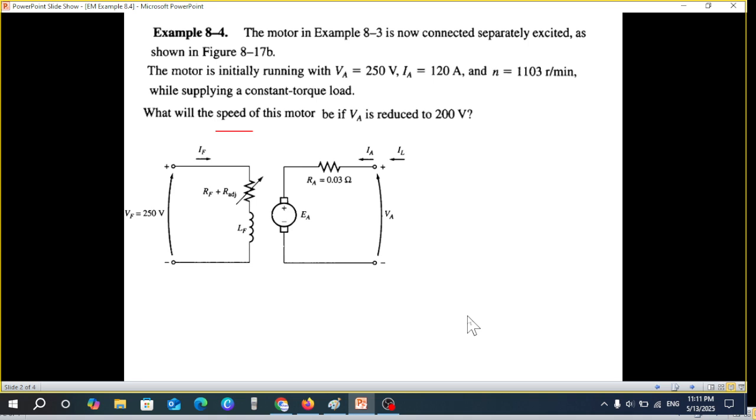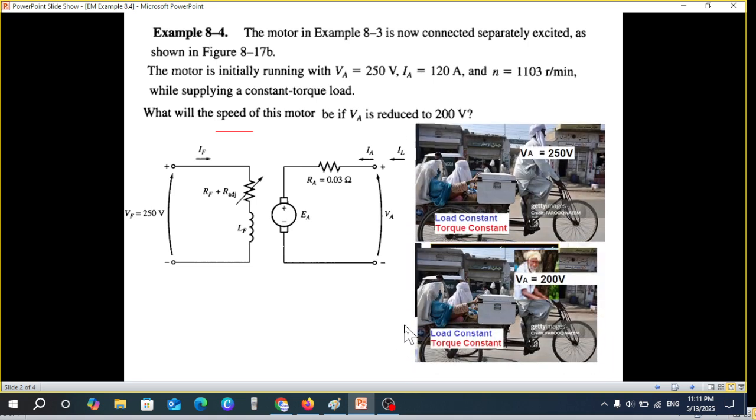Now let me show you a funny example. You see in these two pictures, same load or same torque, we can say. The persons are different. One is young man and the other is old man. So we're saying that this is equivalent to VA 250, the driving force from here 250. And the old man, we can say that it is equivalent to 200 volt. What will be the result? Can you guess?